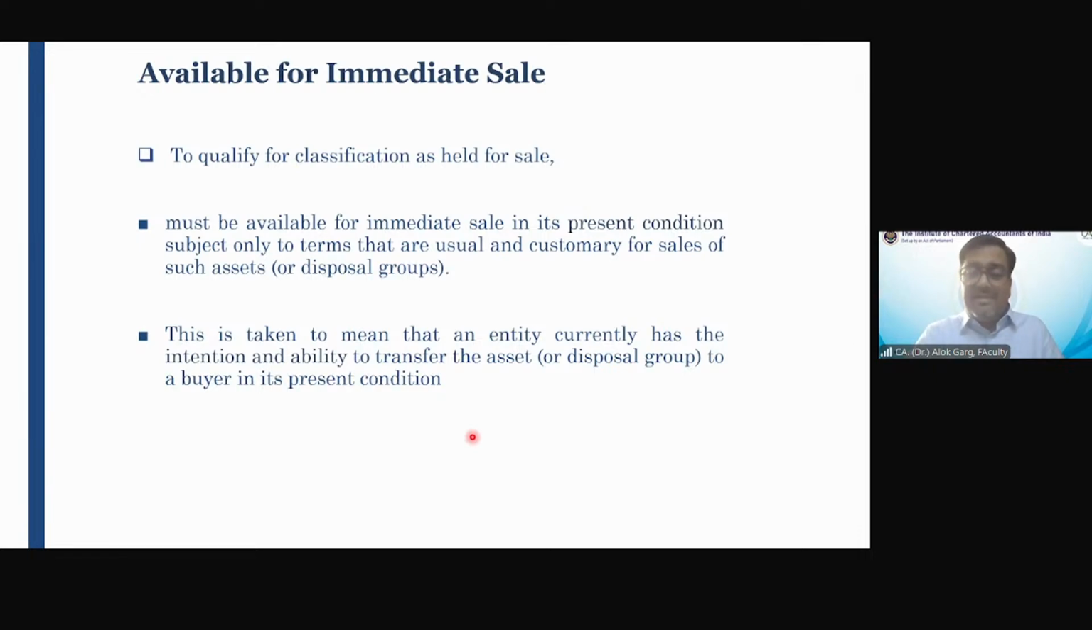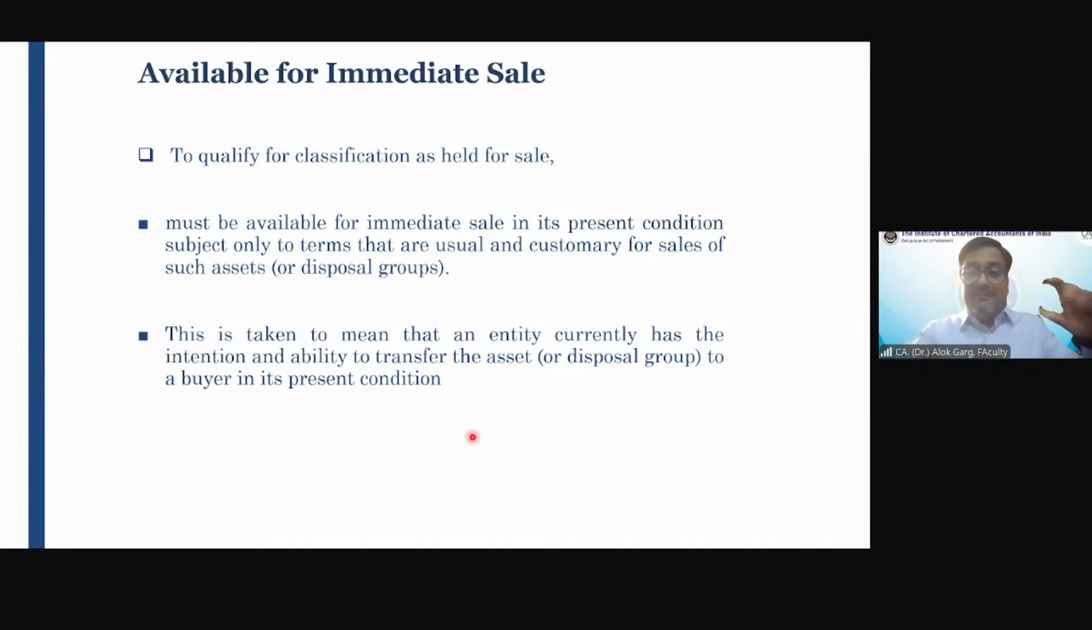Whether I had an intention to sell immediately? No. But whether I have an ability to sell immediately? Yes, ability is there, because that asset belongs to me. So I have an ability, but I don't have an intention to sell immediately, right?